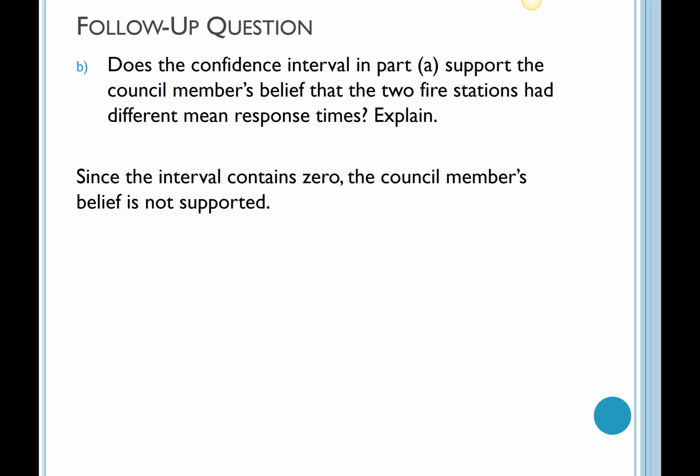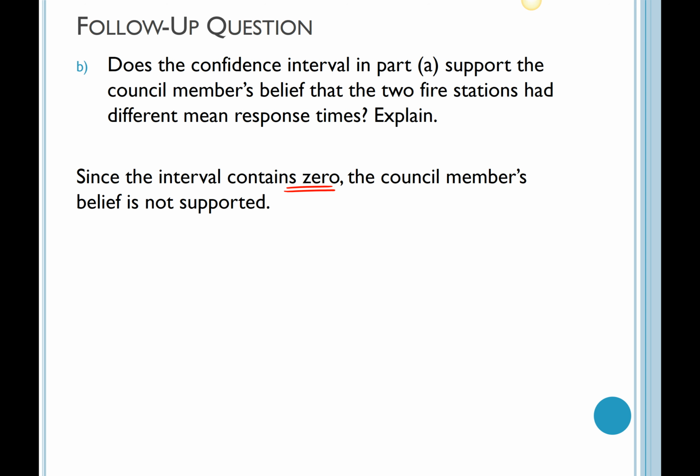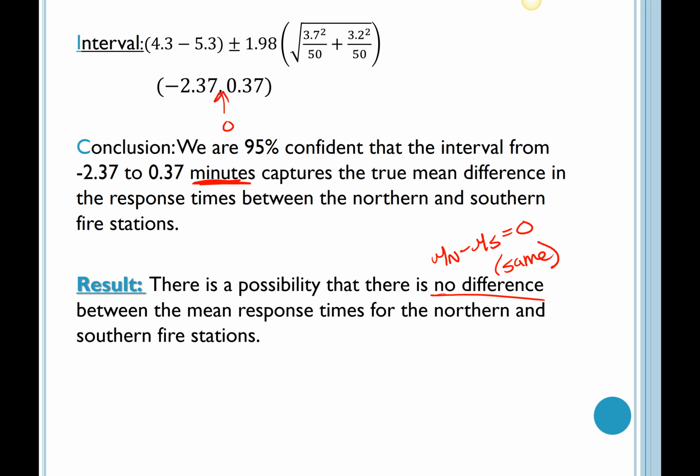So we are simply just going to say that since the interval contains 0, which it does, notice that 0 is right in the middle there, so 0 is inside. All right, we are going to reject the council member's belief. It's not supported. So there is a potential there that the mean difference there is 0. So if there is a potential there that it is 0, you have pretty good evidence that it's not supported. Remember, his belief, if you remember at the beginning of the problem, was that there was a difference. And here we have evidence that there's not, because 0 is within that interval.